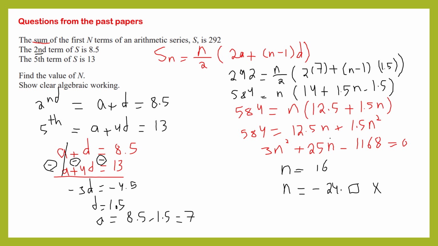I will substitute in the equation before we factorize. It will be 3 times 16 squared, and then 25 times 16, which is 400, minus 1168. Okay, so the answer is correct. The value is 16. Let's move on to another question and see how we do this one.